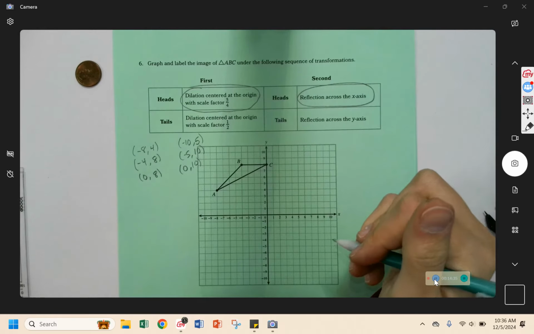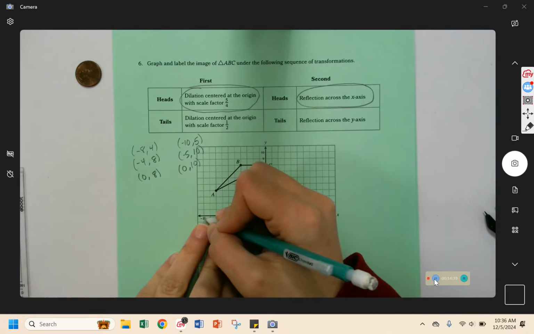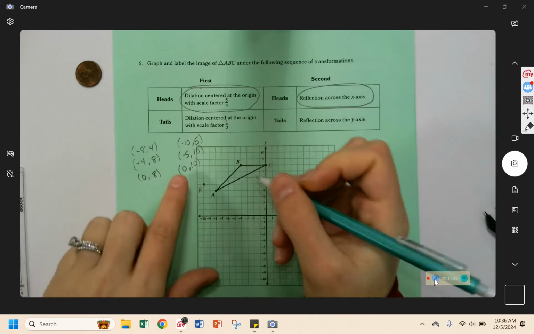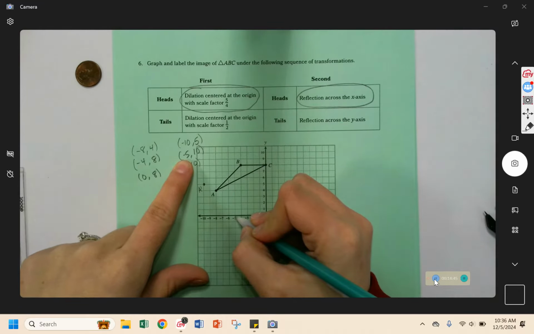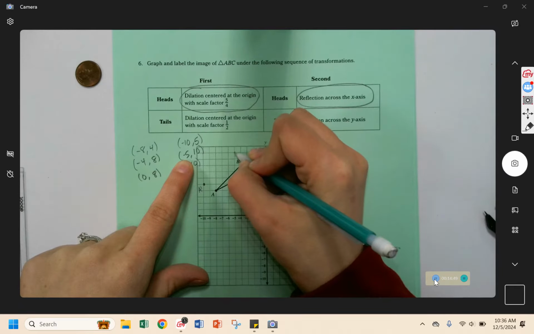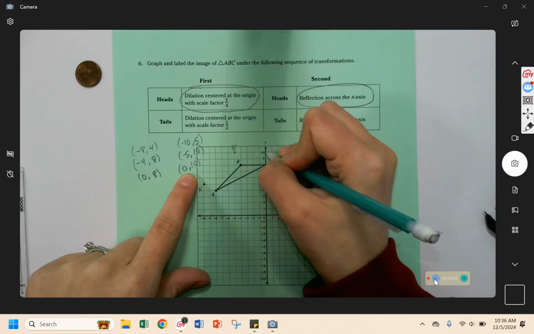So we're going to plot those points using A prime, B prime, and C prime. Then we're going to plot these for B prime and C prime. We'll connect them using our straight edge.